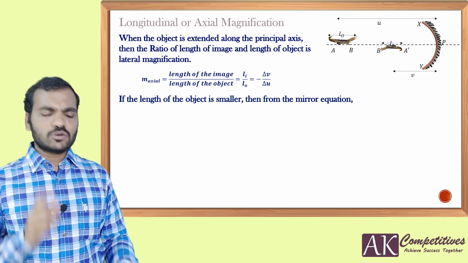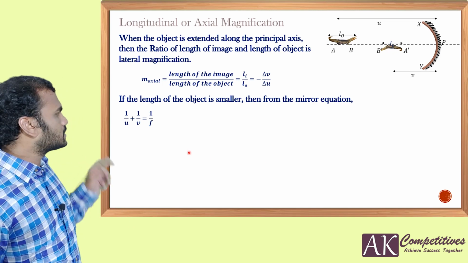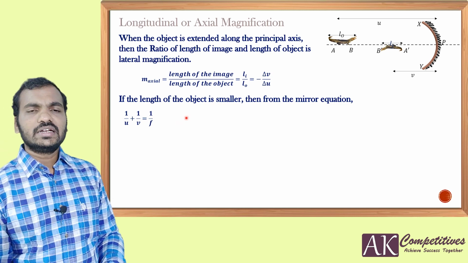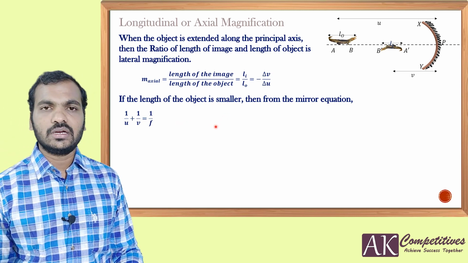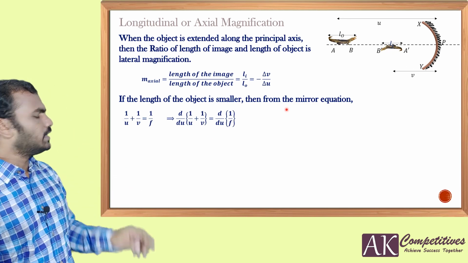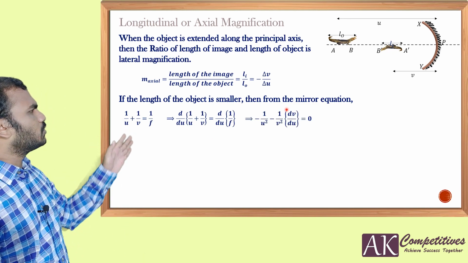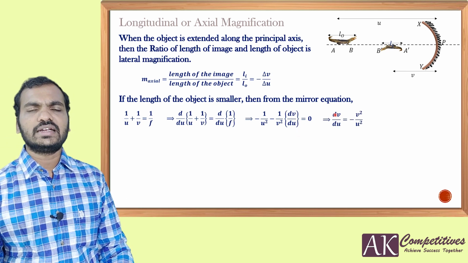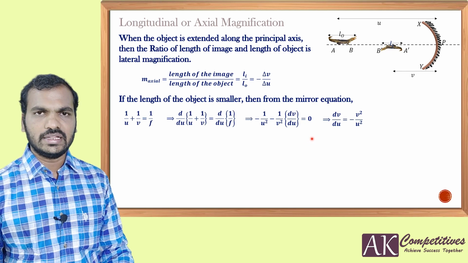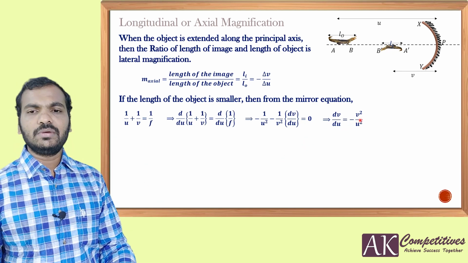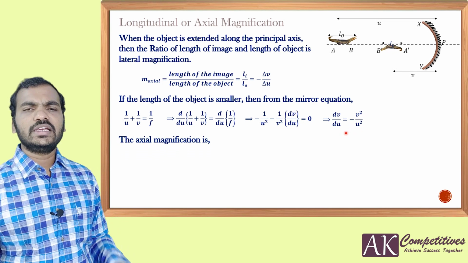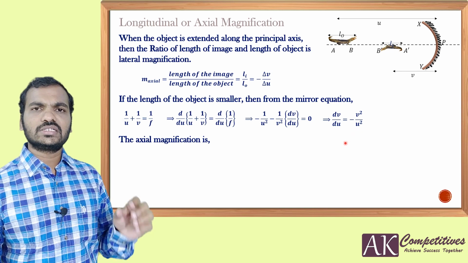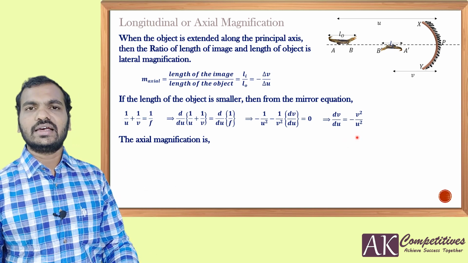And if the length is small, as I told you, you can directly use this differentiation method, where I'm going to use 1 by u plus 1 by v is equal to 1 by f. Differentiate this with respect to u on both sides. Then simplify like this, and straight away you're going to get dv by du, which we need to find, because dv you can write as delta v and du as delta u, length of the image by length of the object. That will be minus v square by u square, which is the square of the linear magnification. So longitudinal magnification is the square of the linear or lateral magnification. We can write it like that.